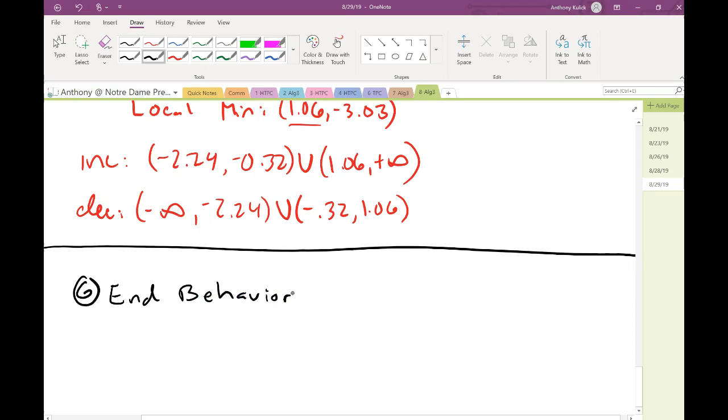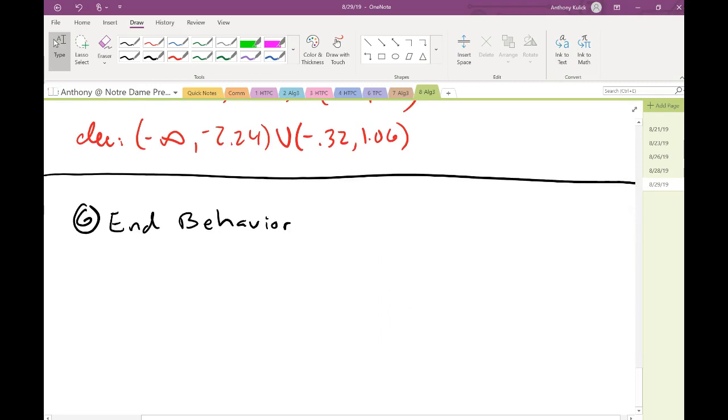The last thing I want to talk about is end behavior. Well, last thing today anyways. And this is just describing what the ends, or the arrows at the end of the graph, are doing.